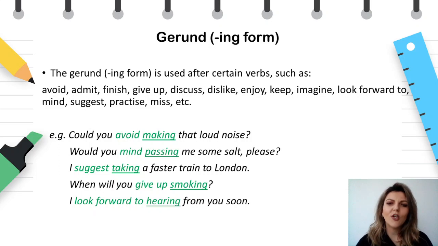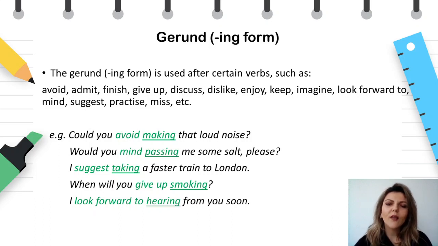Let's see the gerund form, or the ing form, of the verbs. The gerund, or the ing form, is used after certain verbs, such as avoid, admit, finish, give up, discuss, dislike, enjoy, keep, imagine, look forward to, mind, suggest, practice, miss, etc.